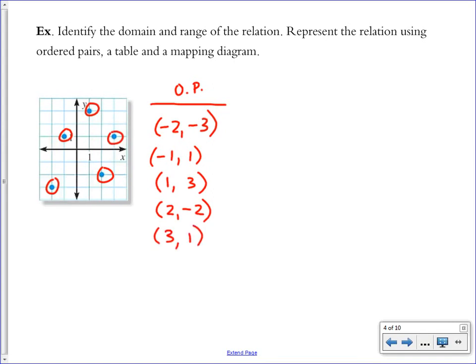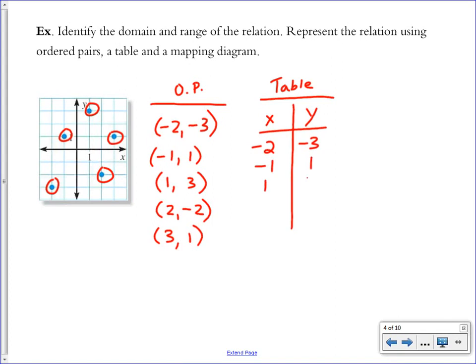It's very easy then to pull these numbers into a table. We just create a table with x on the left, y on the right, and pull the numbers directly in. So -2 goes with -3, -1 with 1, 1 with 3, 2 with -2, and 3 with 1.